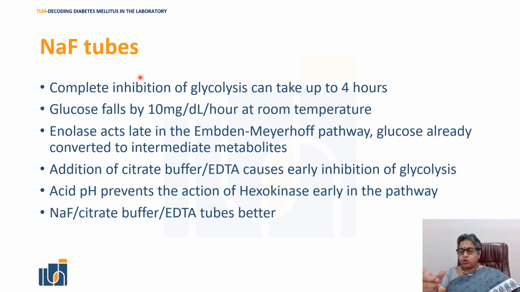So the best combination of tubes, though not commercially available to many of us, is a sodium fluoride citrate buffer EDTA tube. So this will fulfill all the requirements. Sodium fluoride is being used because it is an antiglycolytic agent. Citrate buffer brings down the pH to an acidic value, and it can be used to prevent the action of hexokinase very early on in the Embden-Meyerhof pathway. So if you are able to prevent the action of hexokinase, where it converts glucose to glucose 6-phosphate, early on in the cycle, then that is very, very useful. So you don't have to sit and try and find out which is the best tube that I can use to collect my sample in.